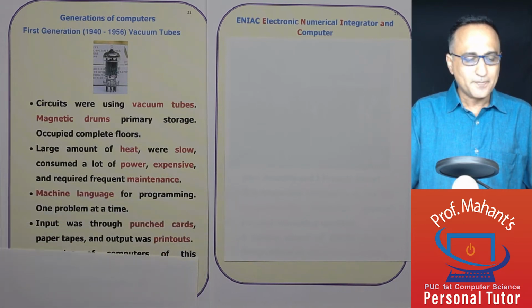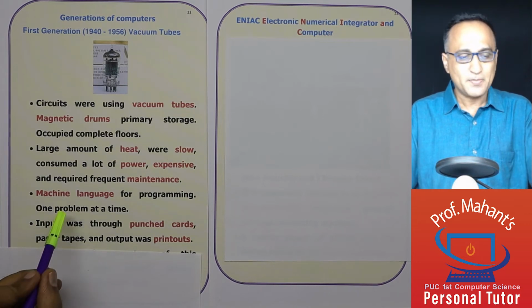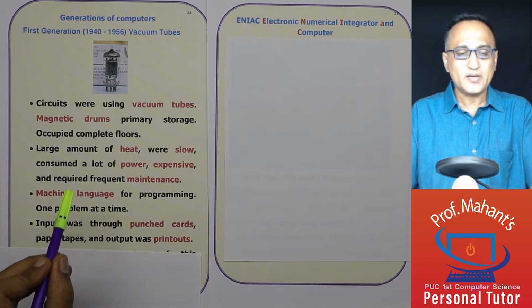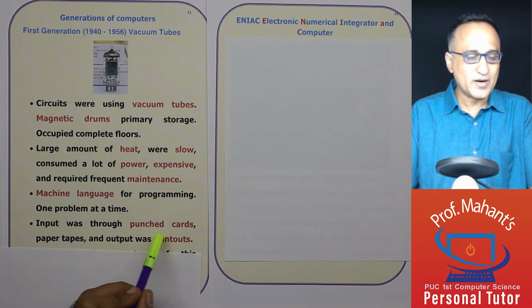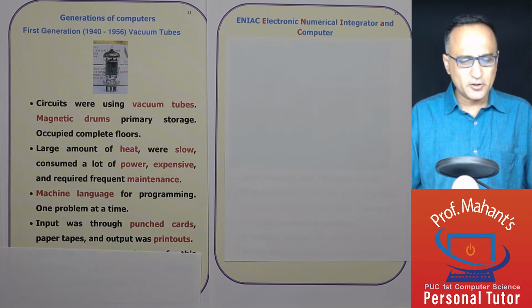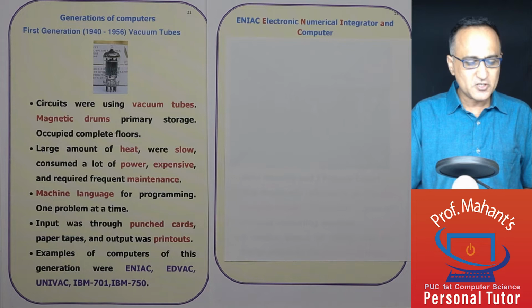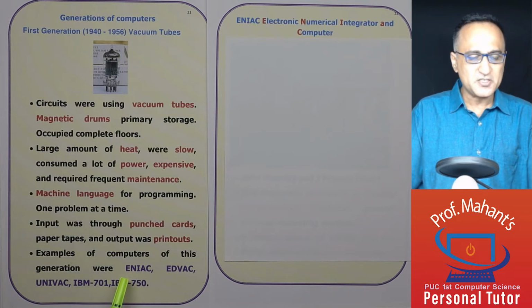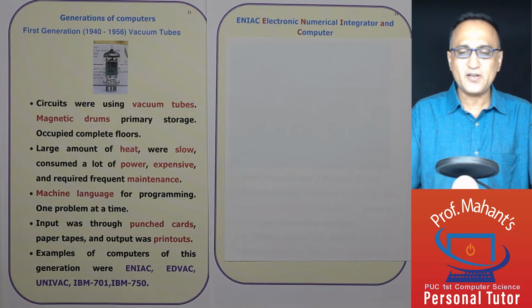At that point of time, computers did not have high level languages for programming them. Machine level language was used for writing code in these first generation machines. Instead of a keyboard, the input was a punched card or a paper tape, and output was through printouts, not the modern printers, but printouts of that time. Examples of first generation computers were ENIAC, which we'll be taking a look at, EDVAC, UNIVAC, IBM 701 and IBM 750.